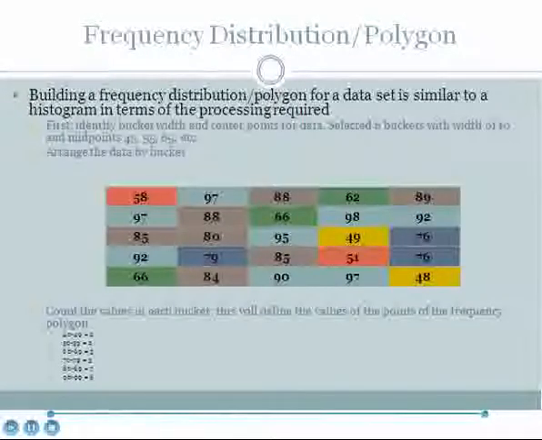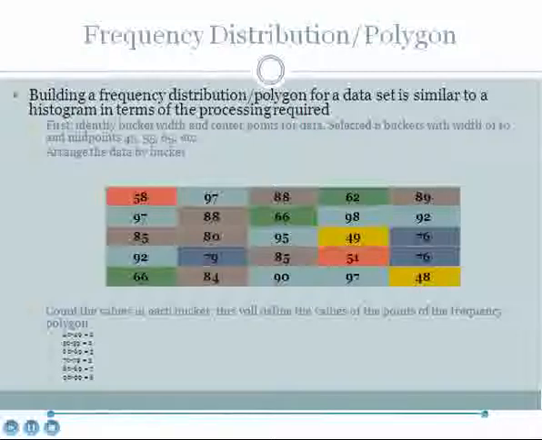Now let's consider this same data set for frequency distribution or frequency polygon. Again, we would identify the bucket width and center points. We selected 6 buckets with a width of 10 and midpoints of 45, 55, 65, etc. in the last case, and that worked out well. So let's do the same here.